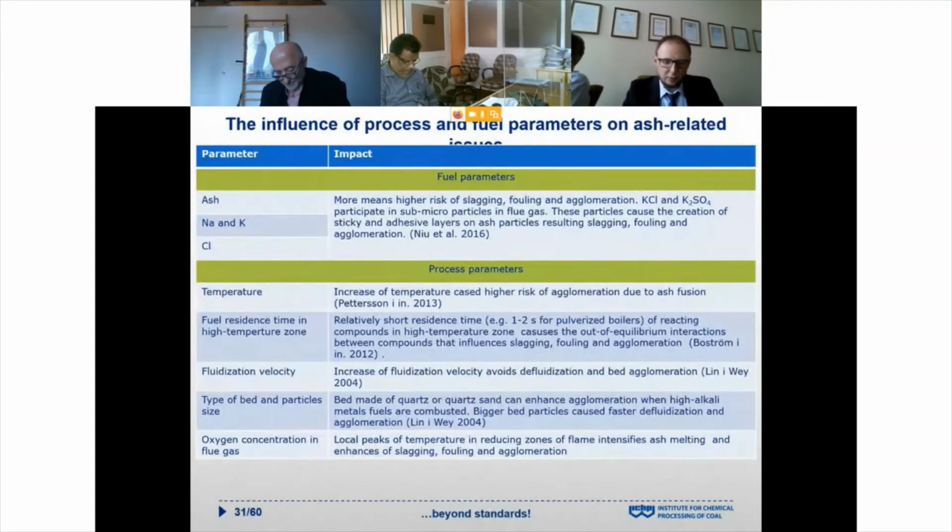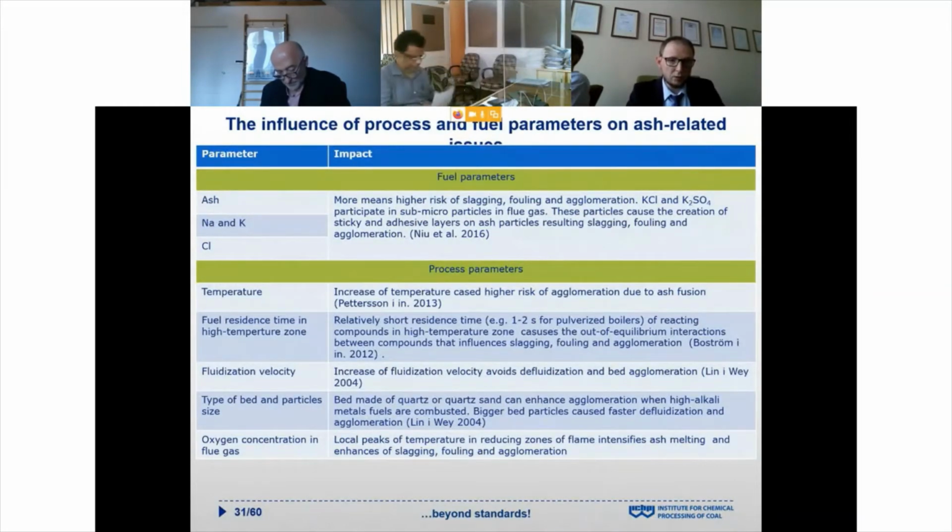But even if we concern only the process parameters, we have to know, especially for the fluidization, that if we decrease the temperature, we in fact avoid the agglomeration. Also, if we increase the fluidization velocity and decrease the residence time, we also have some protection against the agglomeration. The very important issue is the type and shape of the bed particles. If we have bigger ones, the agglomeration probability is even higher.